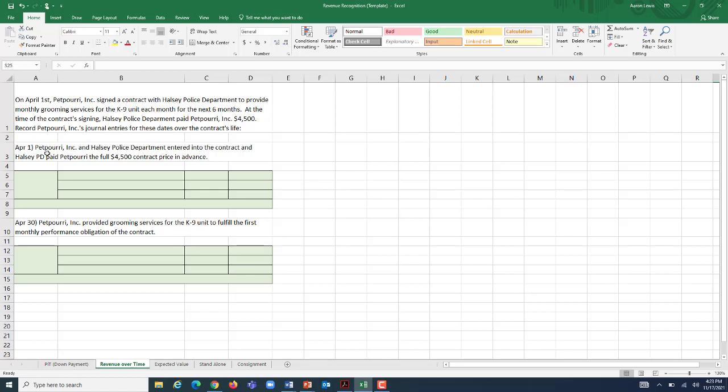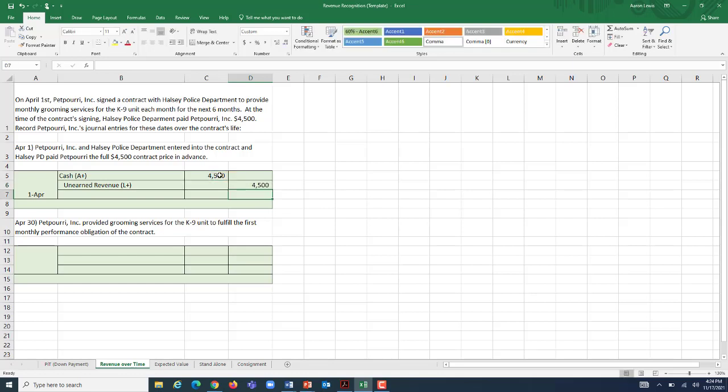So on April 1st, when Pet Paris and Halsey entered into this contract, and Halsey Police Department transfers the full contract price in advance, Pet Paris is receiving the cash, and they would put the cash on the books. They're receiving the full payment in advance, which is $4,500, but they can't record it as service revenue because they've not done the actual service yet, which means they have to put it on the books as a liability. I'm going to call it unearned revenue. If you're a company that has different ways that you earn revenue, so different services, sales, etc., you might want to call it unearned service revenue. I'd be fine with that too.